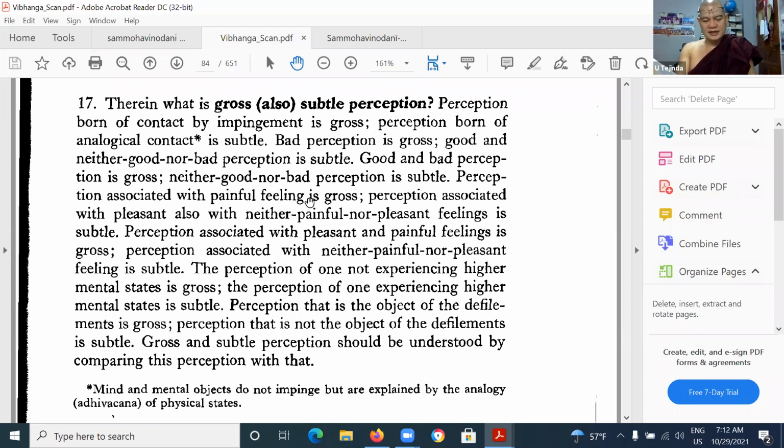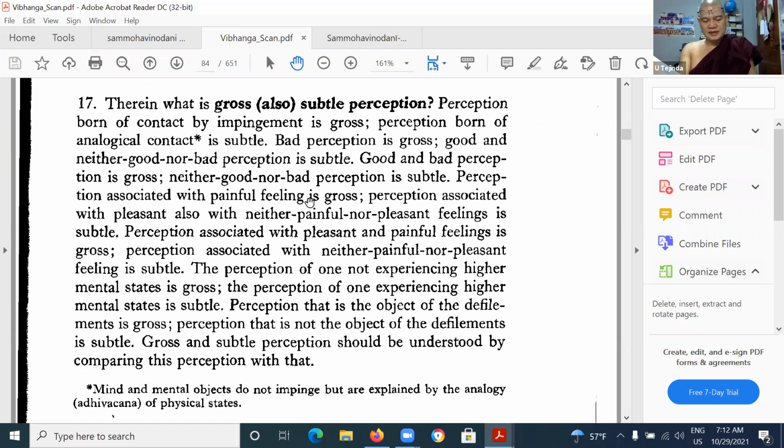So Agusala Sanya, Kusala Sanya, Abhyada Sanya. Simple there. Dukkhaya Vedana Samyutta Sanya, that is Hina. Sukhaya ca Adukkhamasukhaya ca Vedana hi Samyutta Sanya, Panida, superior. Sukha Dukkhaya Vedana hi Samyutta Sanya, Hina. Adukkhamasukhaya Vedana hi Samyutta Sanya, Panida, superior. So with the Pali, you also understand the meaning.